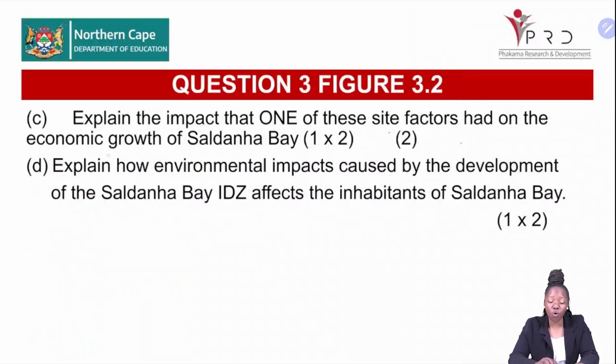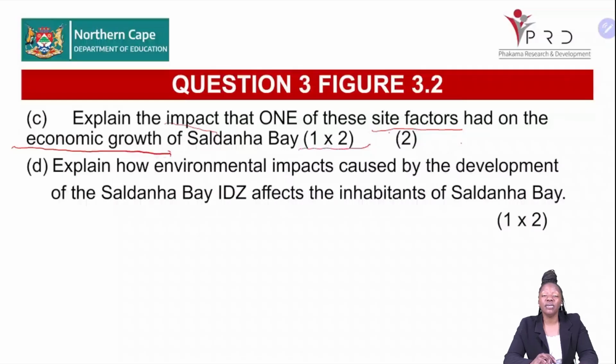Then at C, explain the impact that one of these site factors had on the economic growth of Saldanha. So now we are looking at the impact of one of these site factors that we have already identified on the economic growth of Saldanha Bay. Looking at the mark allocation, it's 1 times 2. It means we need to give one answer that will give us 2 marks.